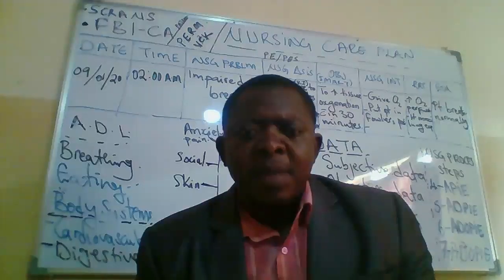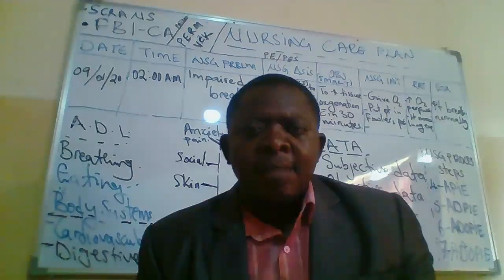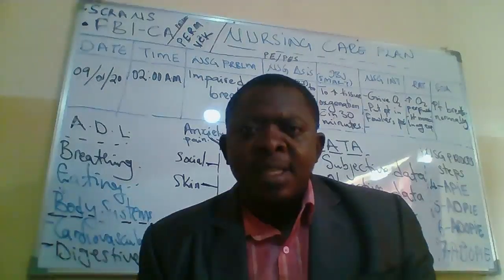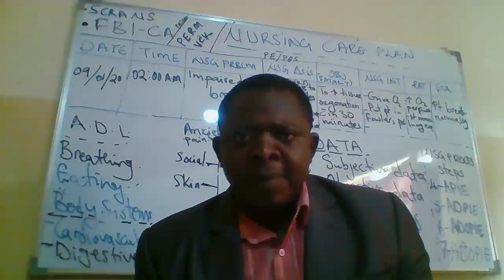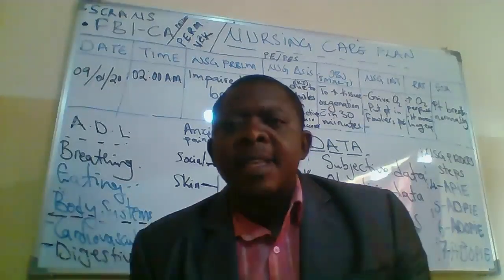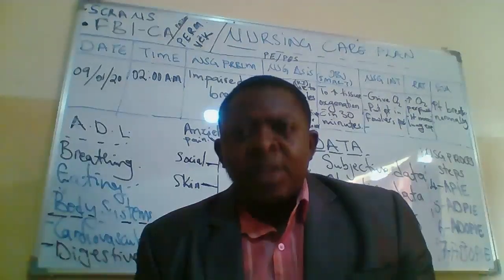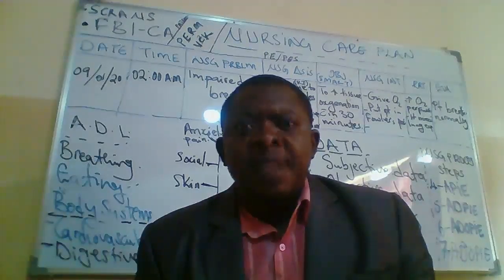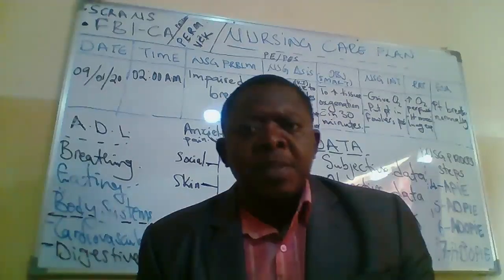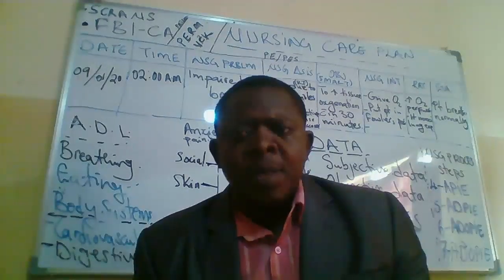So mostly in my writing of nursing care plan, I try to merge nursing intervention with rationale. All right, then the next part there is evaluation. What are we trying to evaluate? You are trying to evaluate whether the objective has been met. What is our objective? To increase oxygen perfusion.